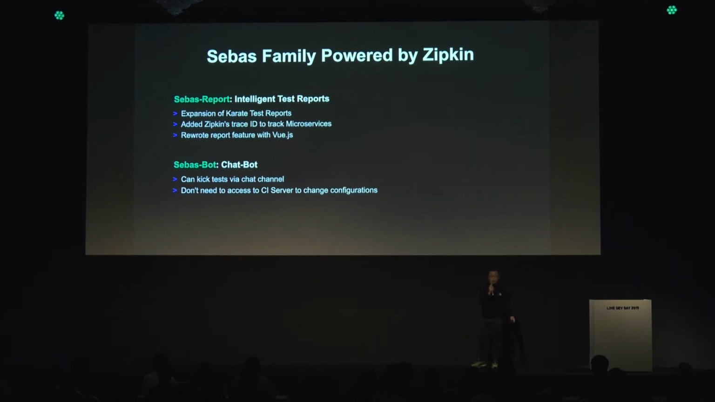Next is Sebas bot. This is a chatbot. You can kick off the test via chat channel anytime, so this makes testing easier. So you can detect the failure places, and if you want to test immediately, rather than taking time to change the CI server, the chatbot will be very convenient. By combining these two mechanisms, we experimented with whether we could decrease MTTR.